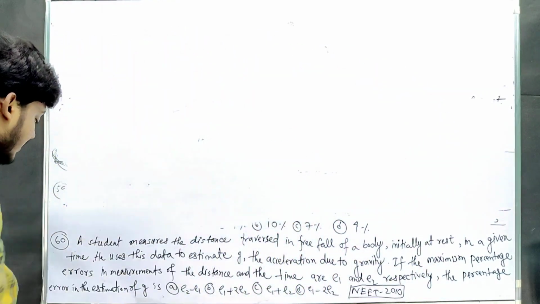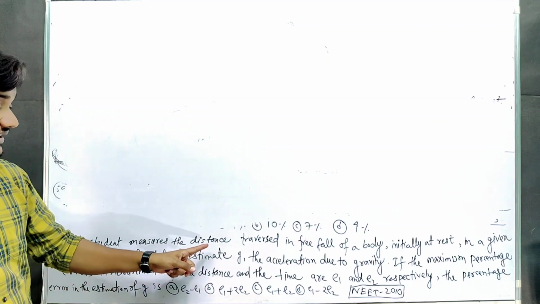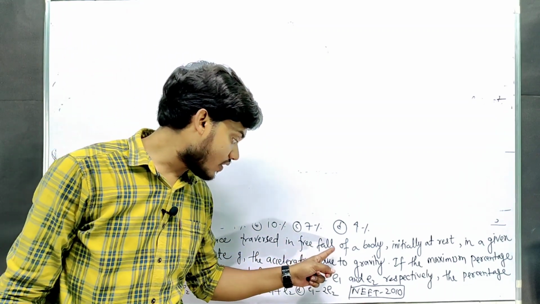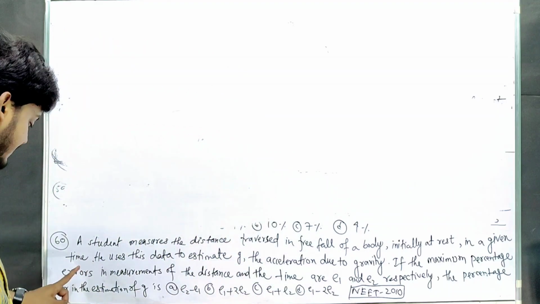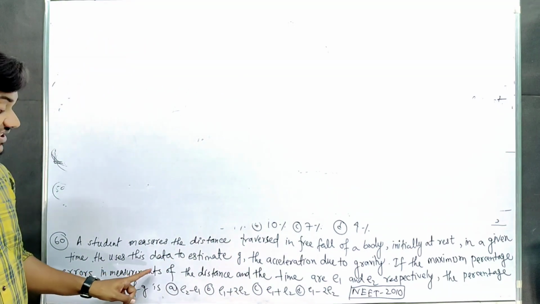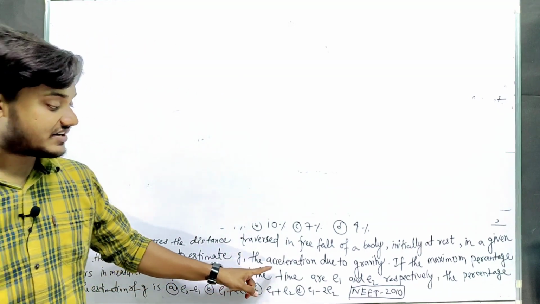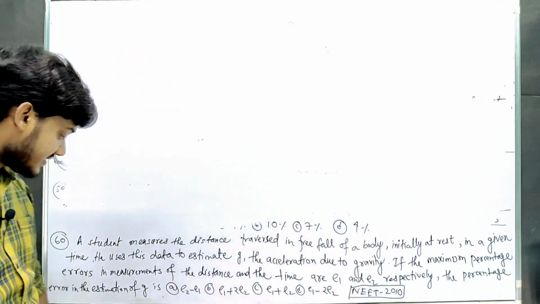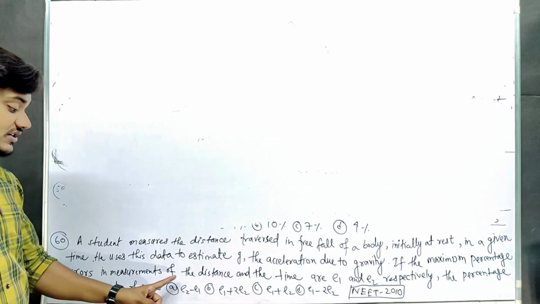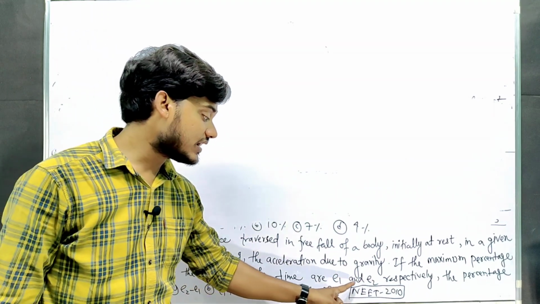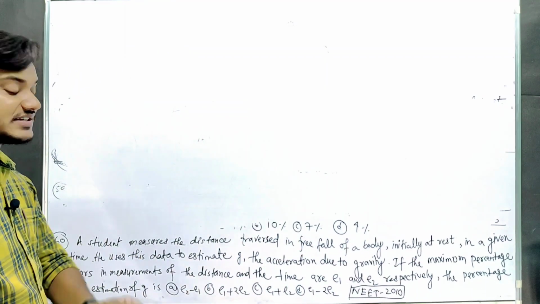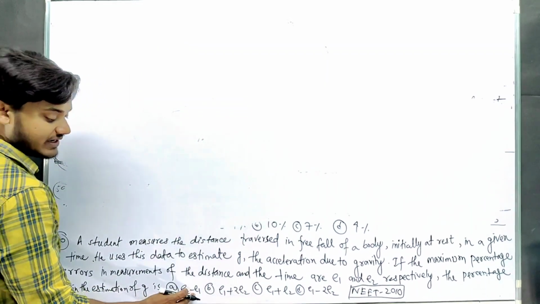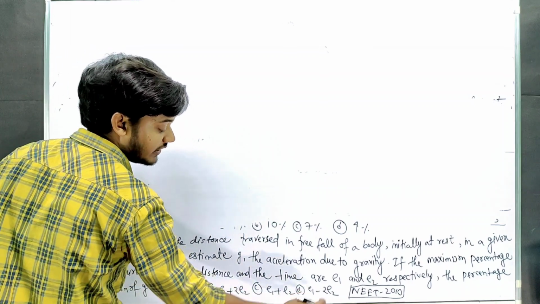Next, a student measures the distance traversed in free fall of a body initially at rest in a given time. He uses this data to estimate g, the acceleration due to gravity. If the maximum percentage errors in measurements of the distance and the time are e1 and e2 respectively, the percentage error in the estimation of g is? Options: e1 minus e2, minus e1, e1 plus 2e2, e1 plus e2, e1 minus 2e1.